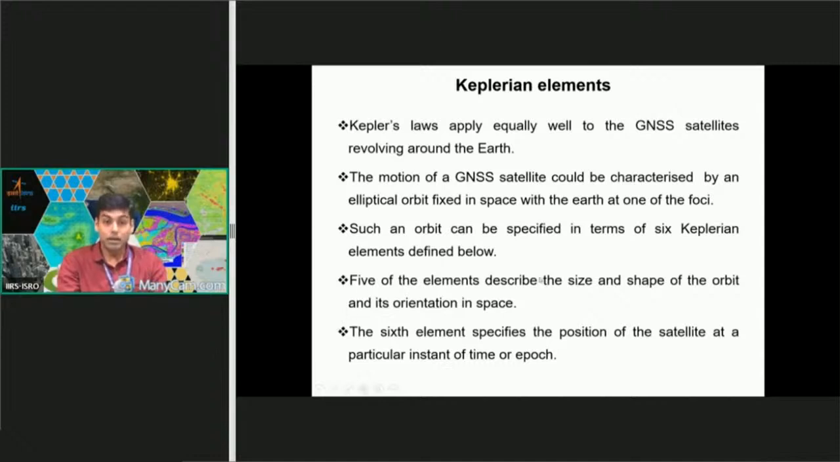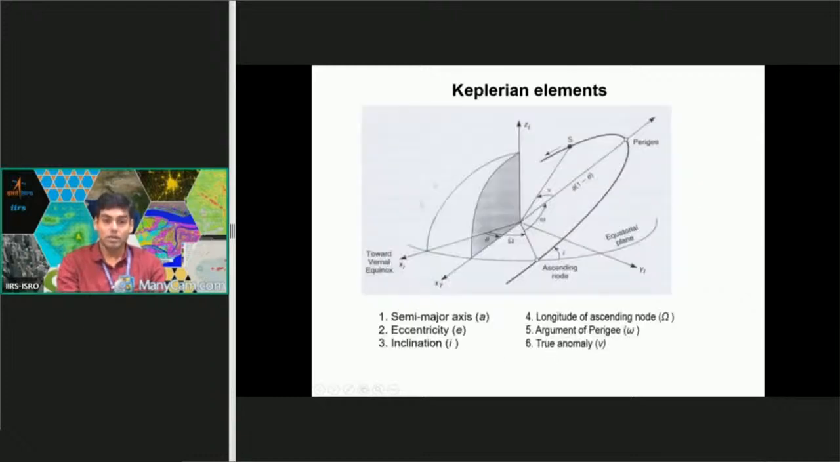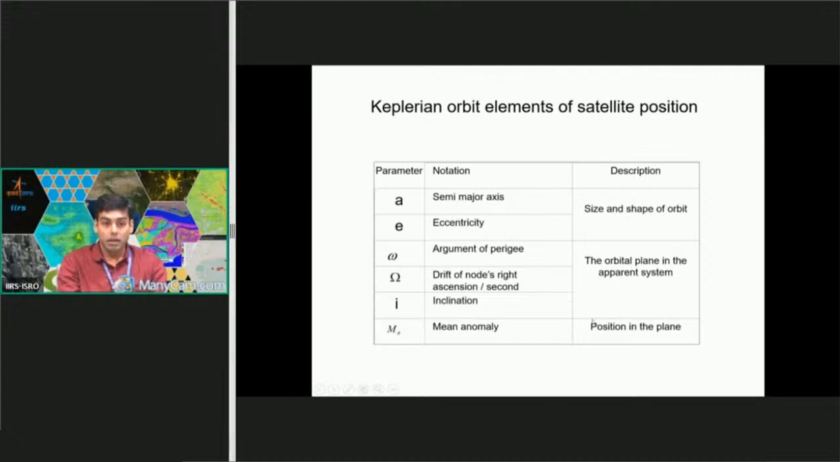Because it determines the size and shape of the orbit and orientation in space, and the six elements specify the position of the satellite at a particular instant of time, or epoch. So here is the schematic diagram which defines the different parameters and how they appear physically in space. And here is the table, showing how it helps to describe the satellite position for different descriptions.